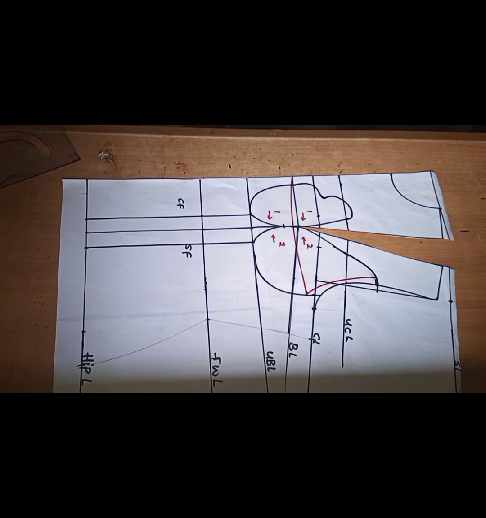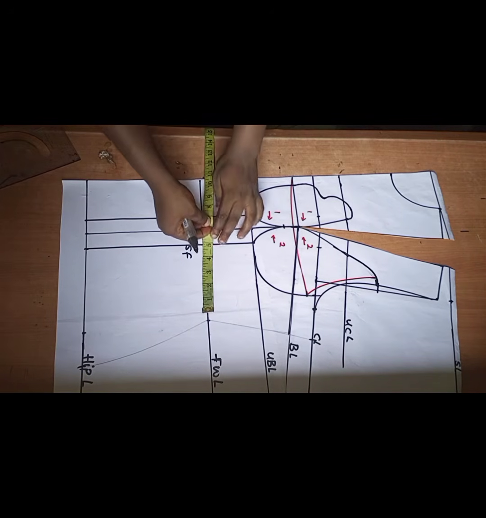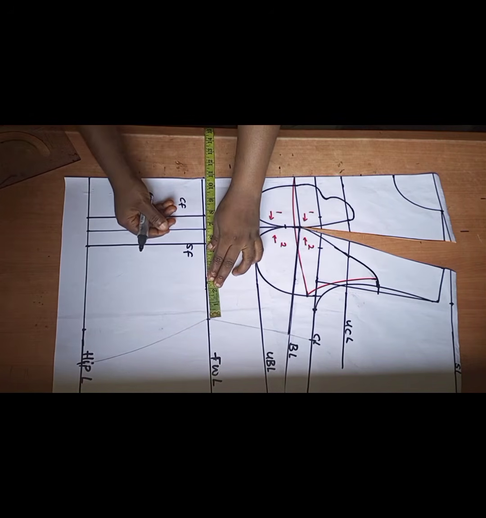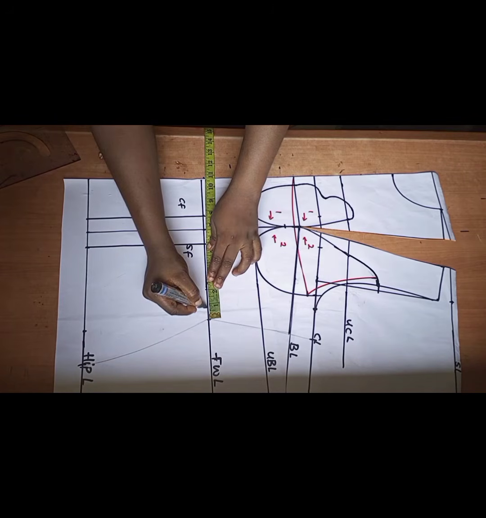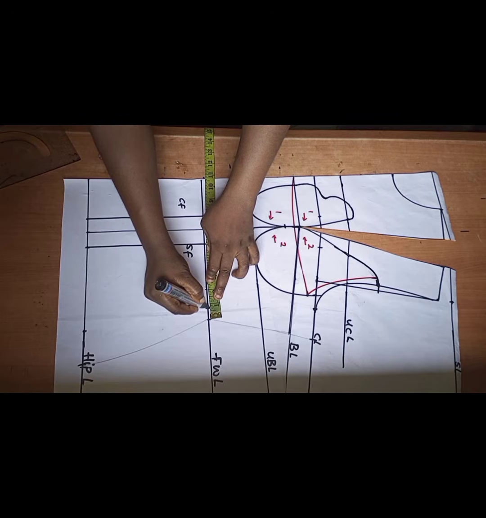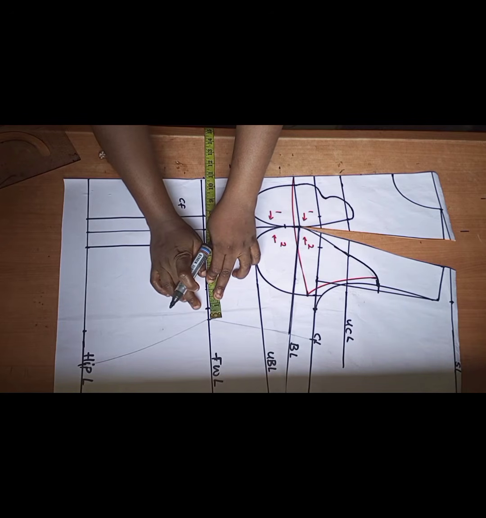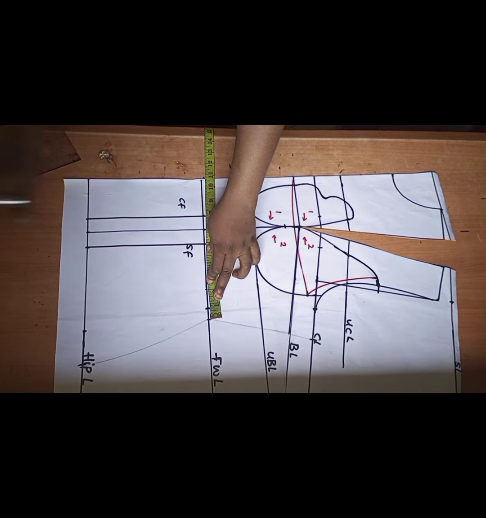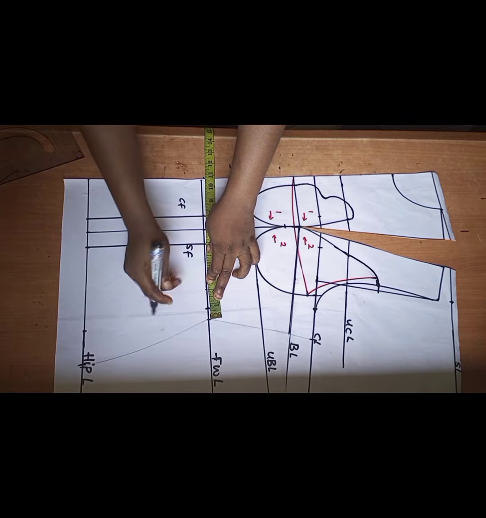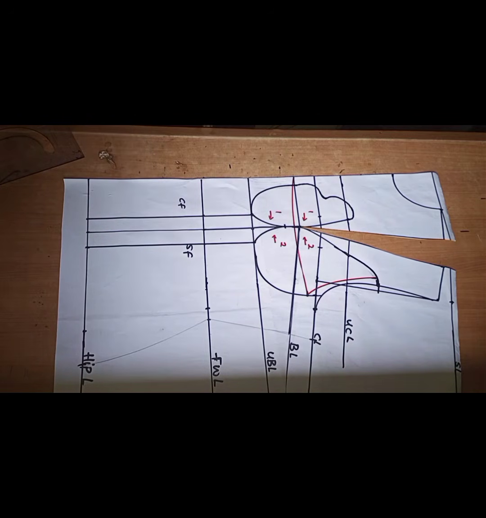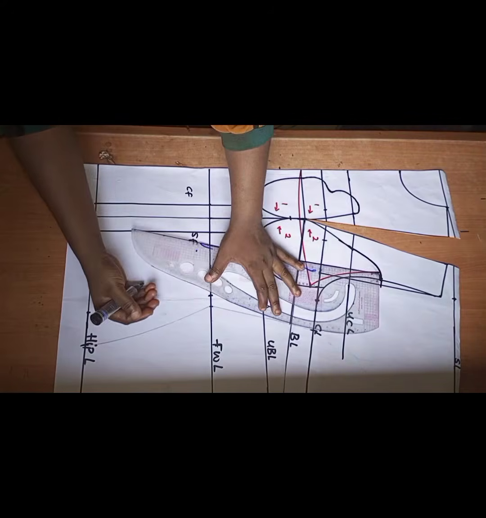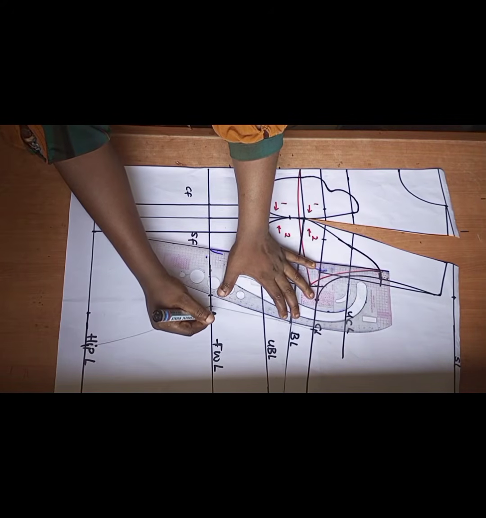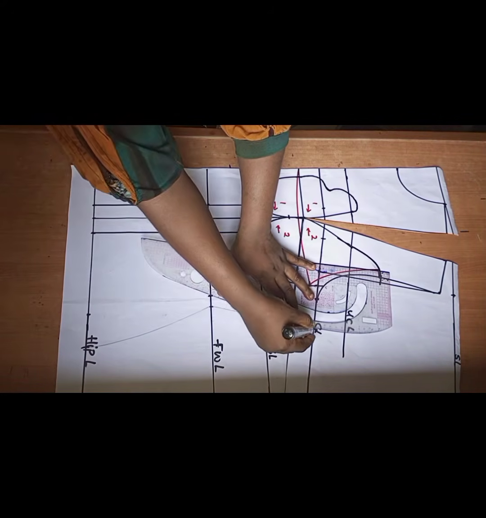Now I'm going to go back to the front waist line. Remember I said I'm going to be snatching out 0.75 on the waistline alone. So I'm going to go in by 0.75. I'll mark the point there, and then I will connect it to the bust line. That is the bust measurement, and also the hip measurement this way.